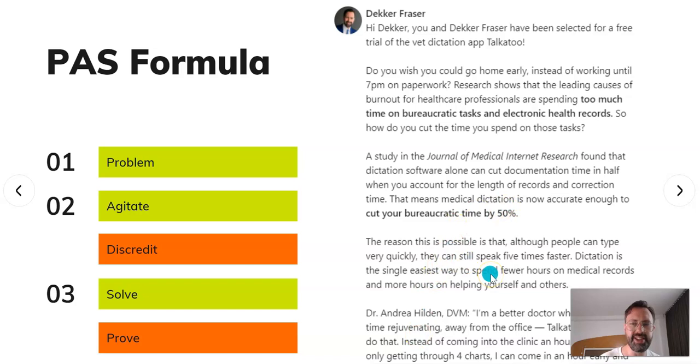So how do I prove that dictation is the answer? Well, I'm using evidence. I'm giving specifics about hours, about how much time is reduced. That's kind of macro level evidence, and then I get into micro evidence, which is a direct quotation from a customer who has used dictation and has specifically used the product that I'm promoting in this case.